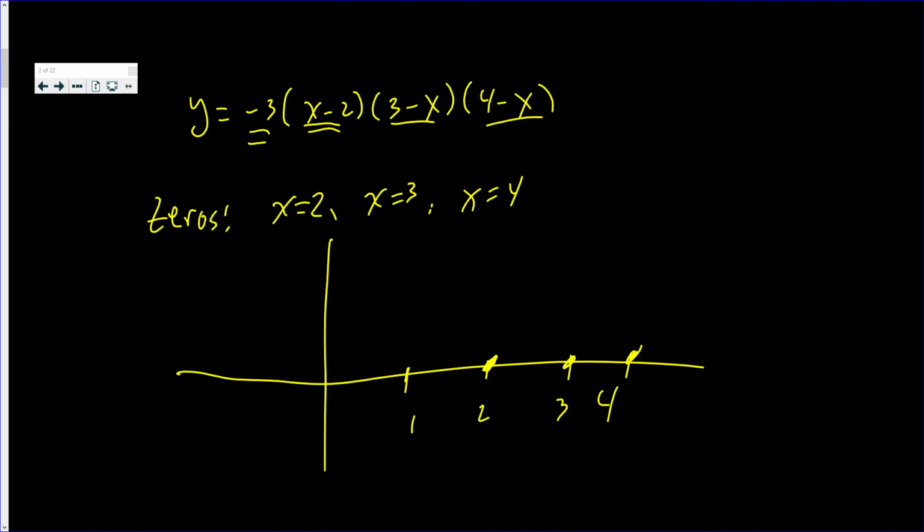When x is really large, that number is negative. A really large number minus 2 is positive. 3 minus a really, really large number is negative. 4 minus a billion is negative. When you multiply those signs, you get positive. That means when x is really large, I'm above the x-axis. And I just want to move 4 a little bit over.